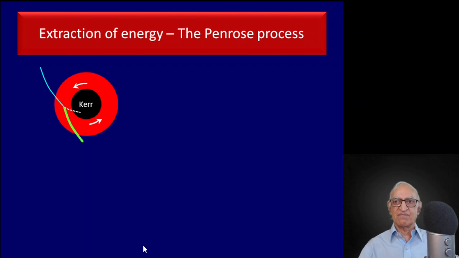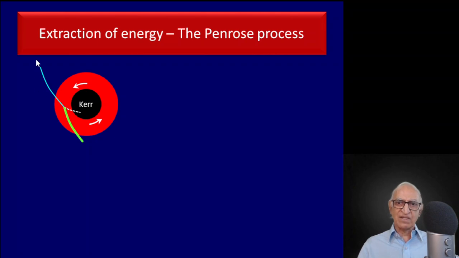Now, finally, to end this lecture and to amuse you, I'm going to tell you about a very, very clever experiment that Roger Penrose proposed way back in 1967 or 68. Here is a rotating black hole. The red circle is the ergosphere. The black circle is the event horizon inside. The radius of the red circle is the Schwarzschild radius. The radius of the black circle is half the Schwarzschild radius.